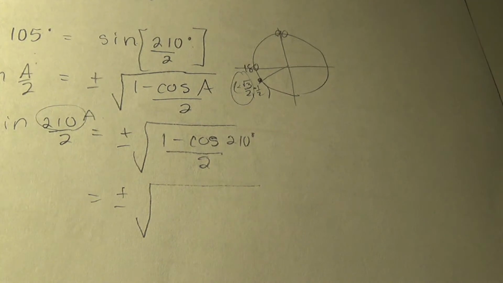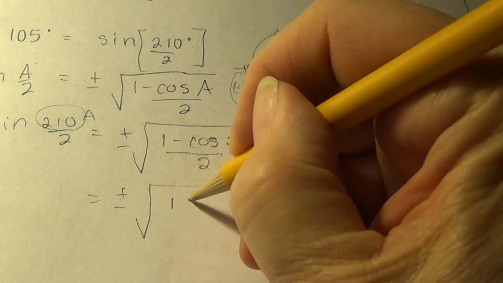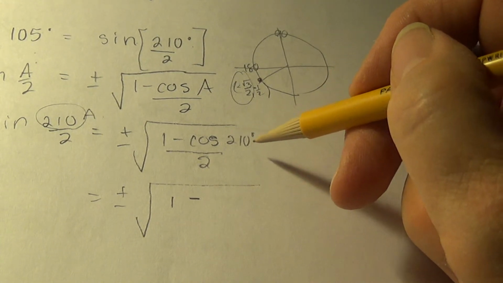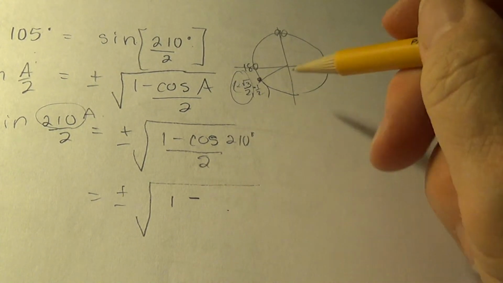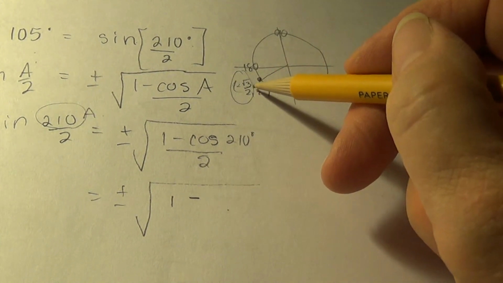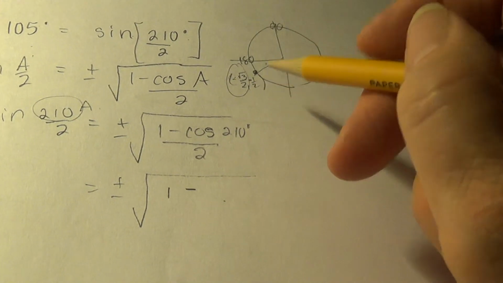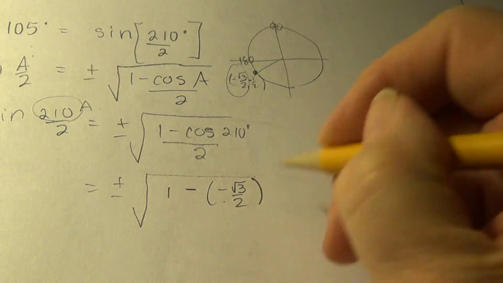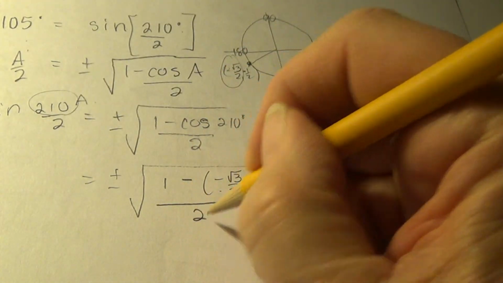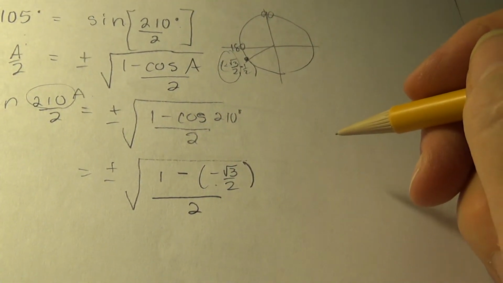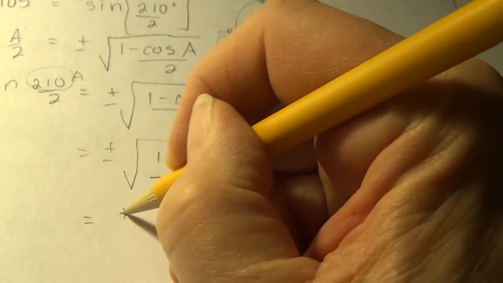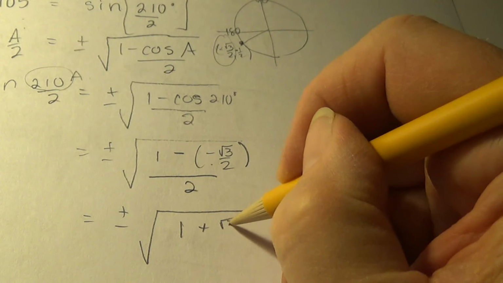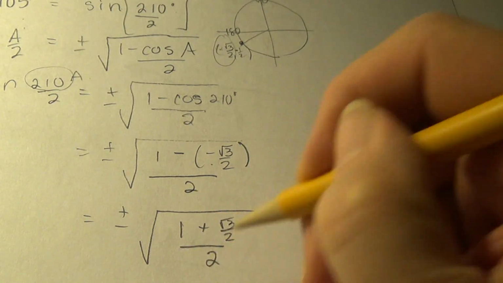So I'm going to get 1 minus, and when I get here, if the battery goes out, you finish this on your own. I'm getting a blinking sign. So goodbye if it goes out. 1 minus a negative square root of 3 over 2, all divided by 2. And that's our answer, but in poor form. All right, so we get 1 plus square root of 3 over 2, divided by 2.